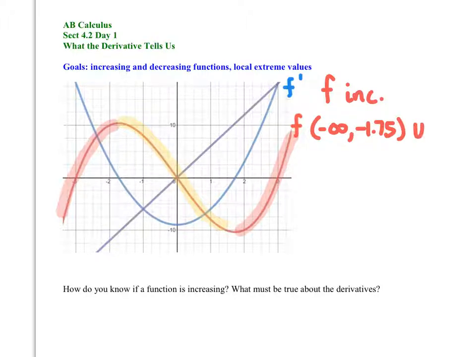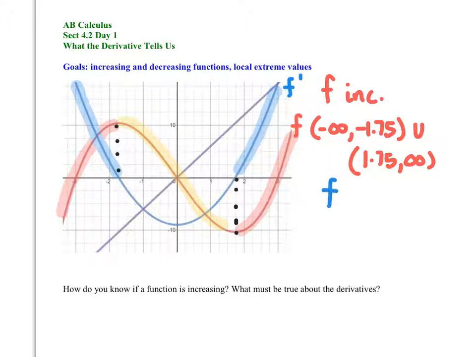and looks like 1.75 to infinity. And what that tells us is that the derivative is going to be positive on that same interval. So you can see this nice connection here between f prime being greater than 0 when the function is increasing.